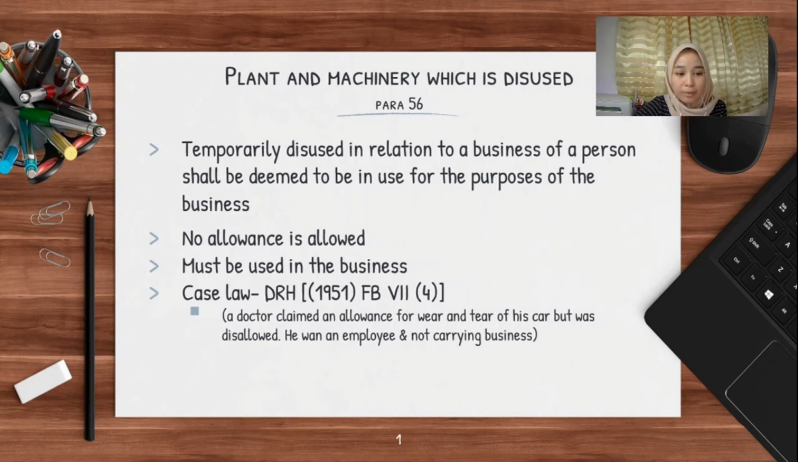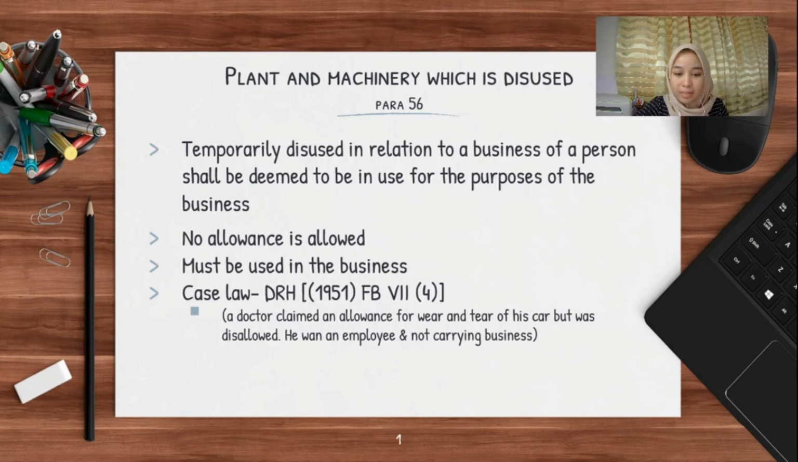For the purpose of this schedule, an asset which is in temporary disuse in relation to a business of a person shall be deemed to be in use for the purpose of the business, if it was in use for the purpose of the business immediately before the coming into disuse and during the period of disuse, it is constantly maintained in readiness to be brought back into use for the purpose. No allowance is allowed. Sorry.